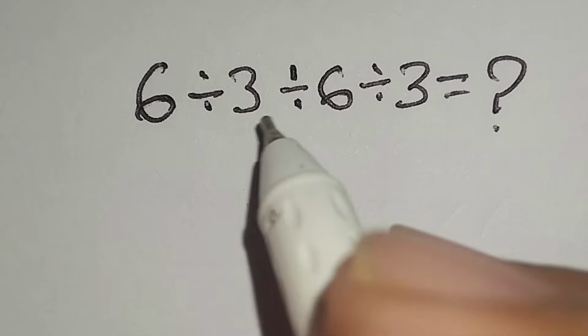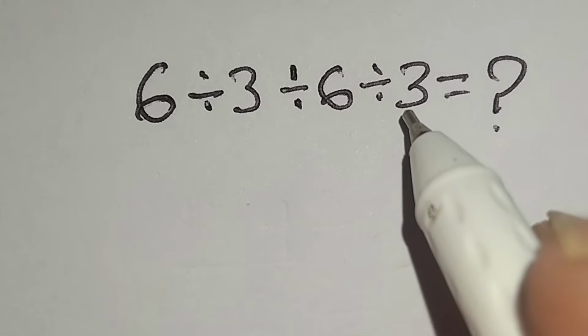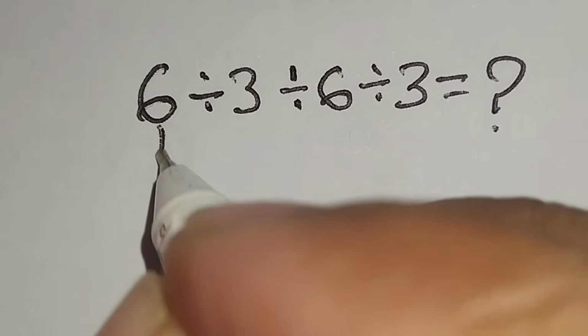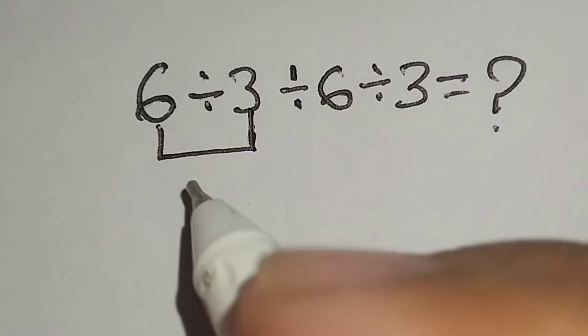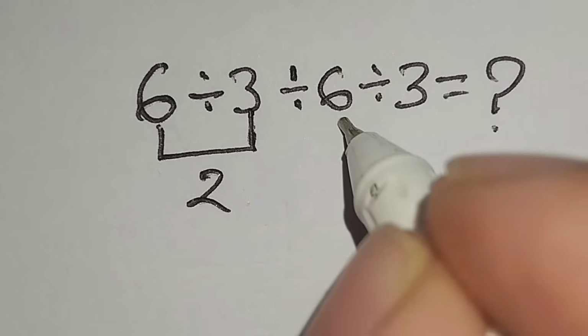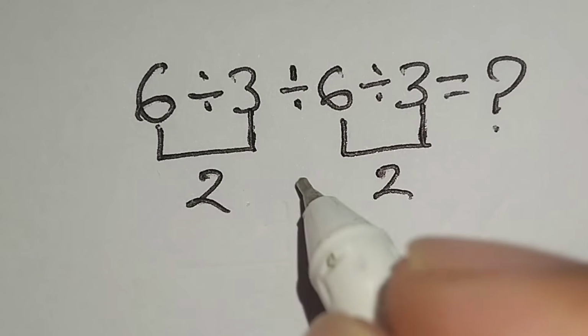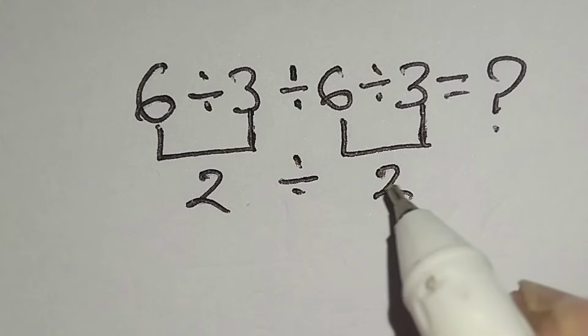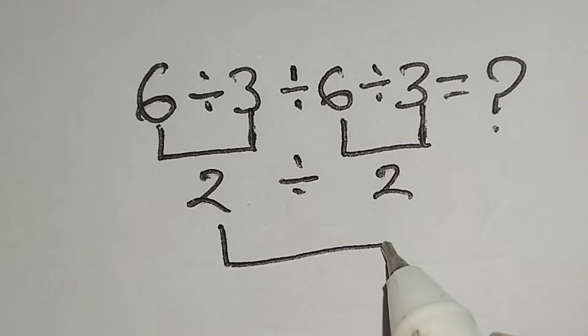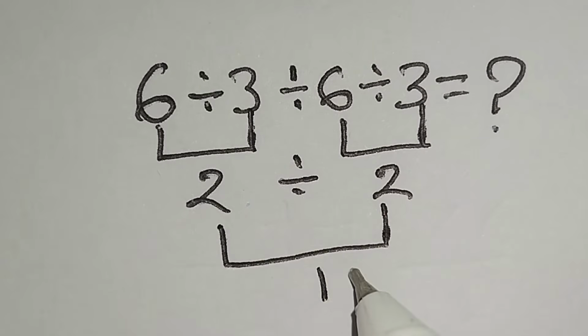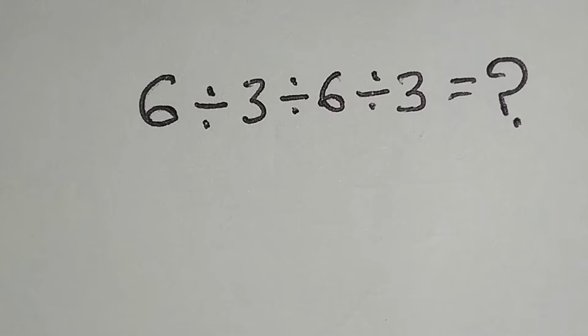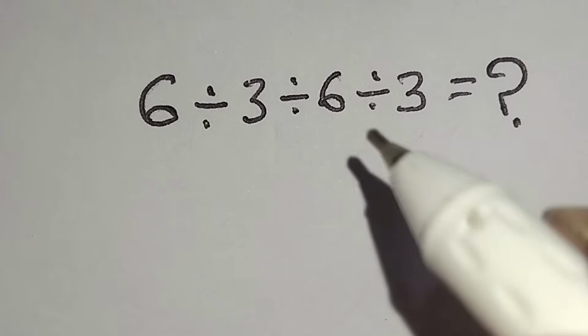6 ÷ 3 ÷ 6 ÷ 3. Here 6 divided by 3 gives us 2, and 6 divided by 3 gives us 2. Then 2 divided by 2 gives us 1, but it is not correct. For more than one division, we have to work left to right.